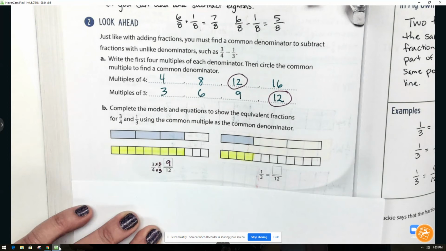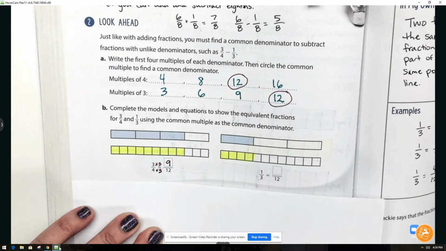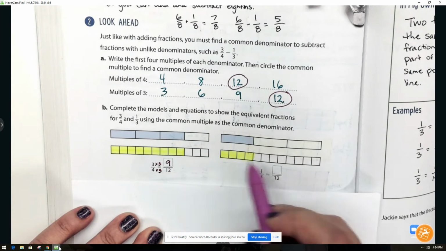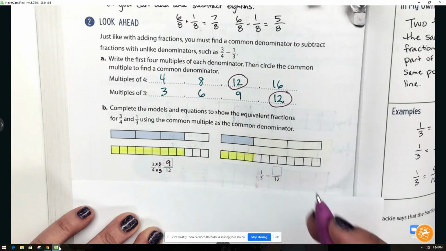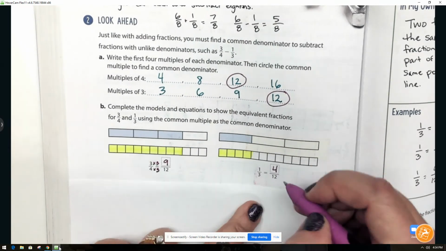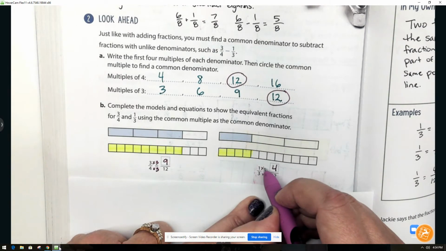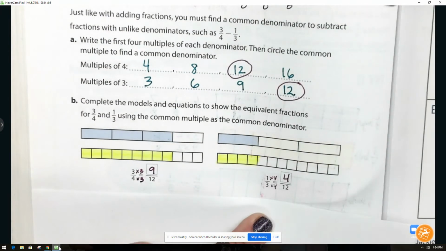So if you're not drawing the bar graph, you can still find an equivalent fraction without drawing the bar graph if necessary. And then here, the equivalent number of twelfths to 1/3 is 1, 2, 3, 4 twelfths. Or 3 times 4 is 12, 1 times 4 is 4. Hopefully you guys can see that.